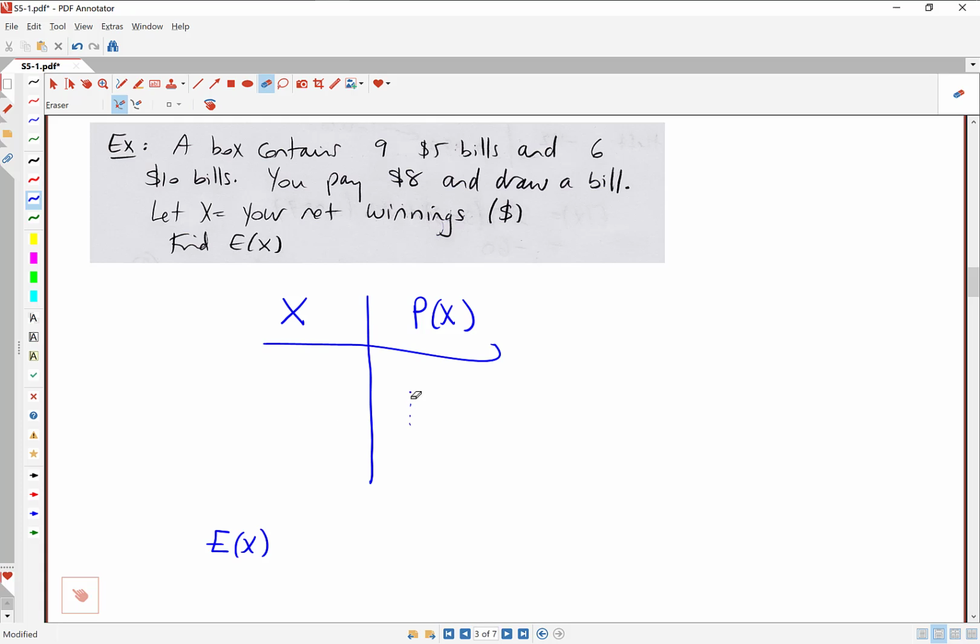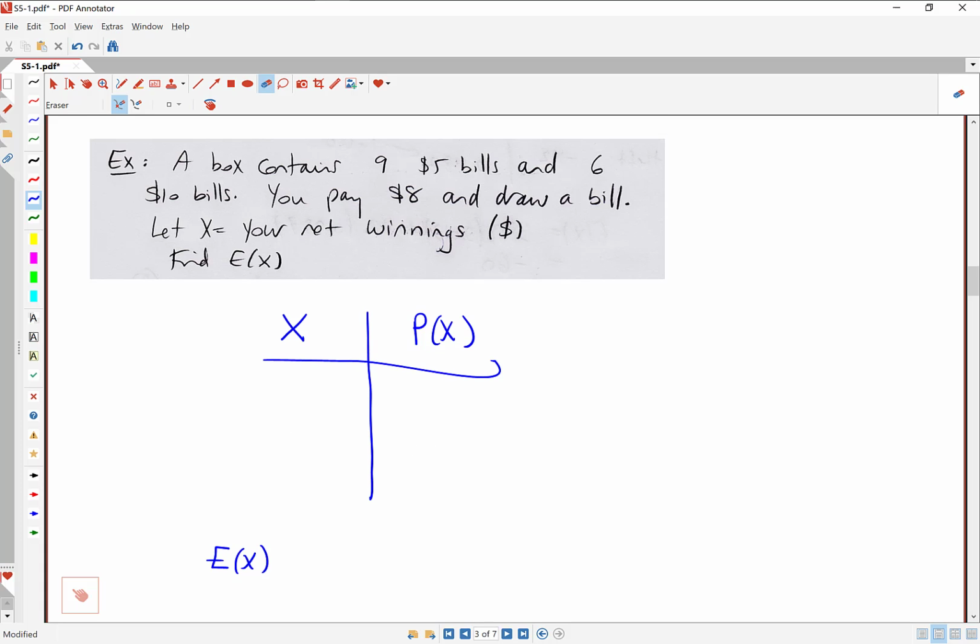So let's work on our probability distribution first. Okay, it's important to pay attention to how X is defined in the problem. So we're told that X is our net winnings.